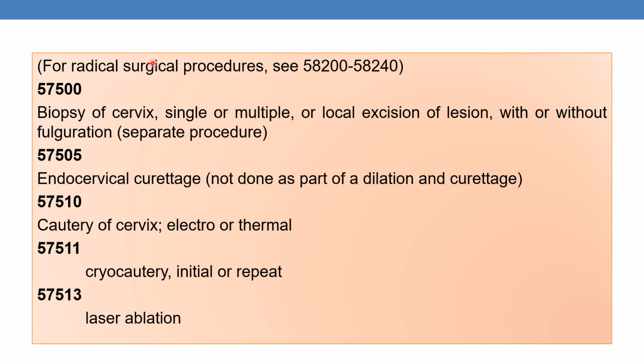Now coming to CPTs for excision. For radical surgical procedures, we need to refer to 58200 to 58240. Here, the first CPT is 57500, biopsy of cervix, single or multiple, or local excision of lesion, with or without fulguration. The next is 57505, endocervical curettage, not done as a part of dilation and curettage. The next is 57510, cautery of cervix, electro or thermal.